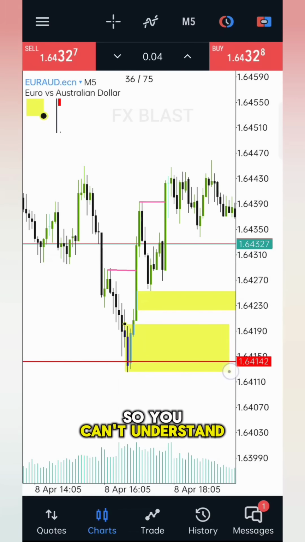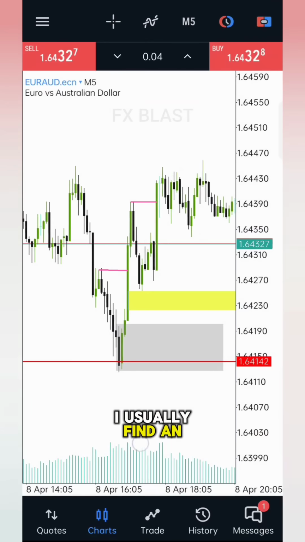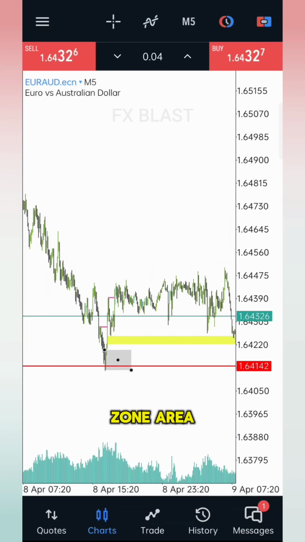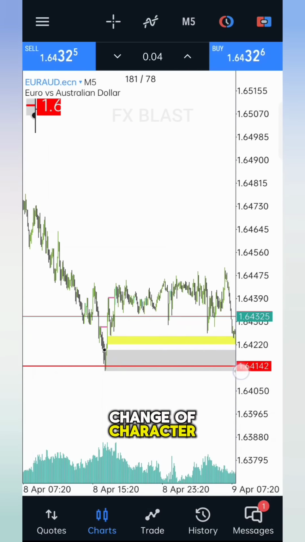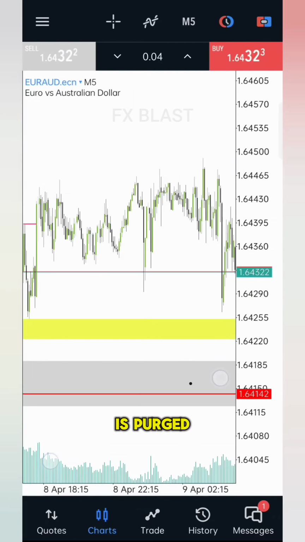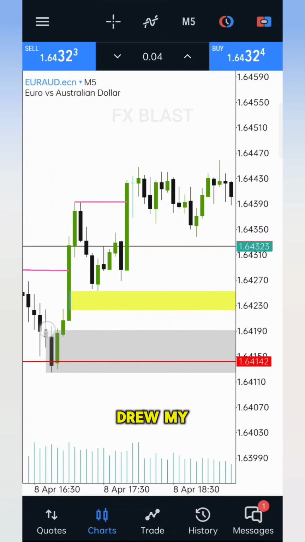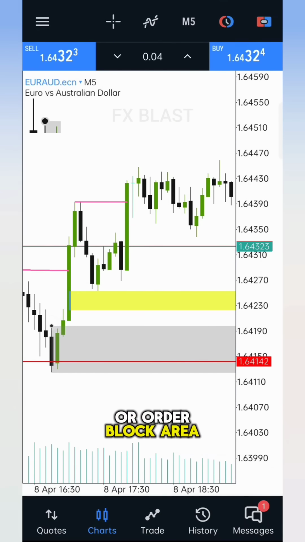So, you can understand how I define a demand zone or order block area. I usually find an order block, or demand zone area, when the market creates a change of character with imbalanced candles. So, if the liquidity is purged, then the technique is valid. As you can see, this is how I drew my demand zone, or order block area.